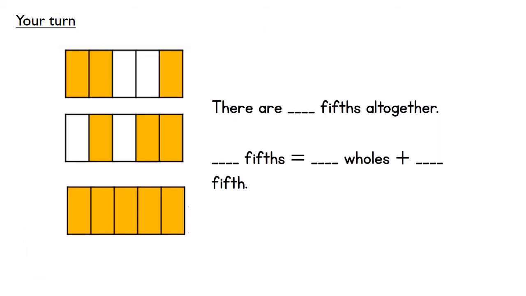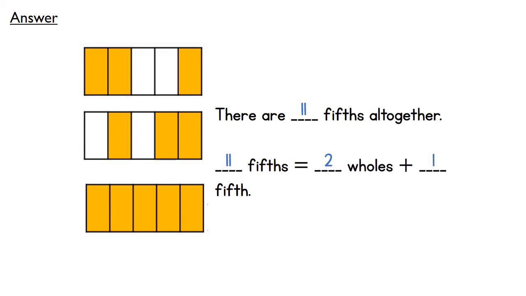Okay, here you go, you have another go, but this time we are using fifths. There are how many fifths coloured in altogether, and then you need to tell me that number of fifths equals how many wholes and how many fifths. So pause the video here and have a go at that. Well done for having a go. As you can see, there are 11 fifths altogether, and now we know that 11 fifths is equivalent to or equal to 2 wholes and 1 fifth.